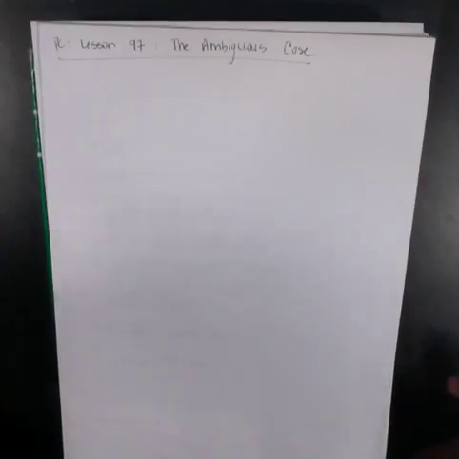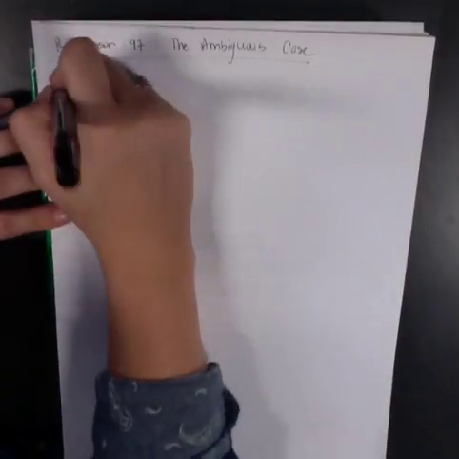Hello, this is Pre-Calc lesson 97. Today we are going to talk about the ambiguous case. Okay, this is related to solving triangles.